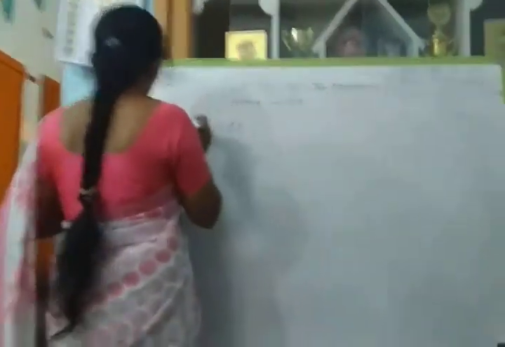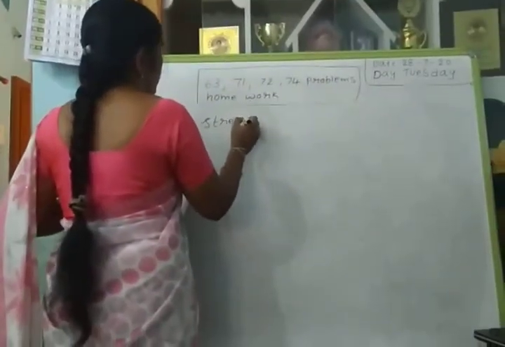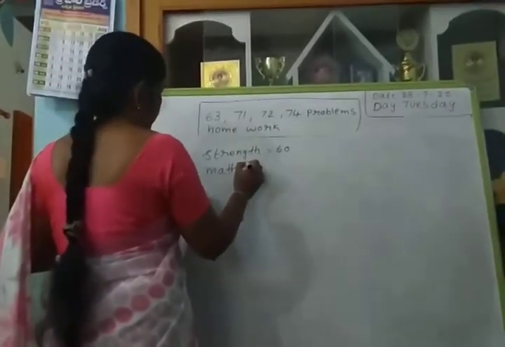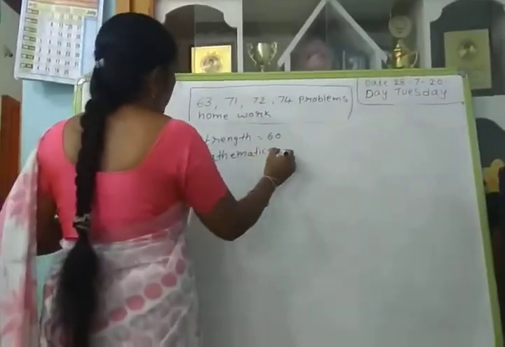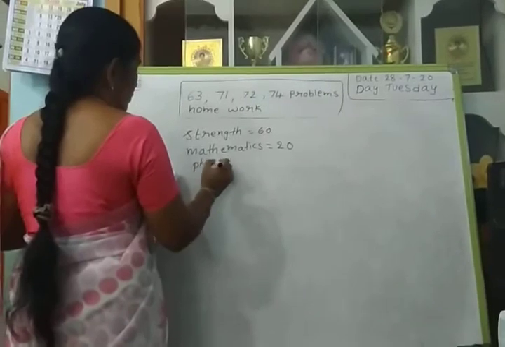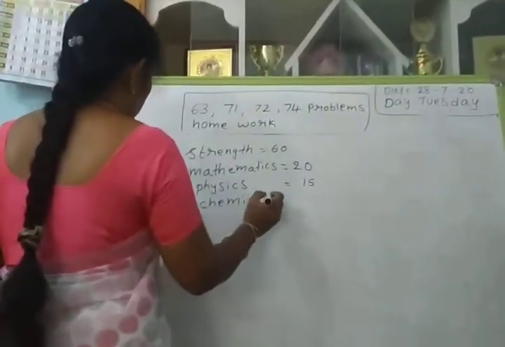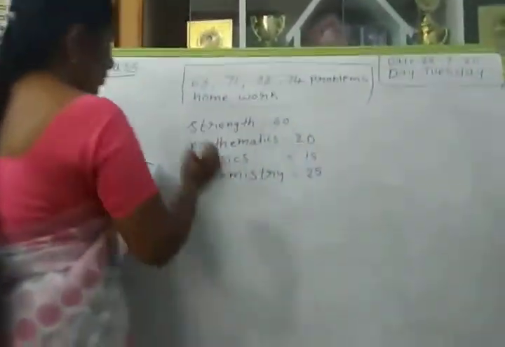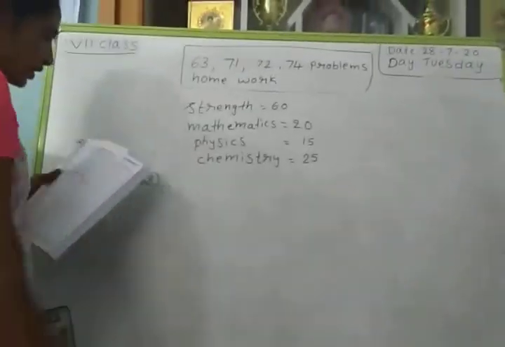In a class of strength 60, total strength 60. How many members like mathematics? Mathematics, how many members like? 20 members. Physics, how many members? 15. Chemistry, how many members like chemistry? Chemistry 25. So based on this information we have to do the 68th problem.